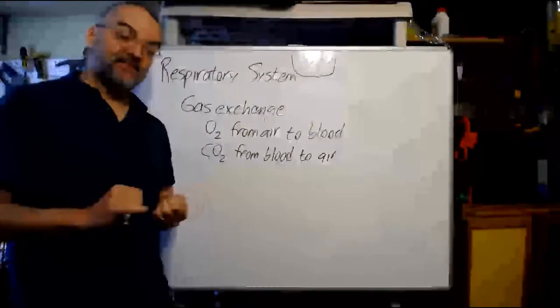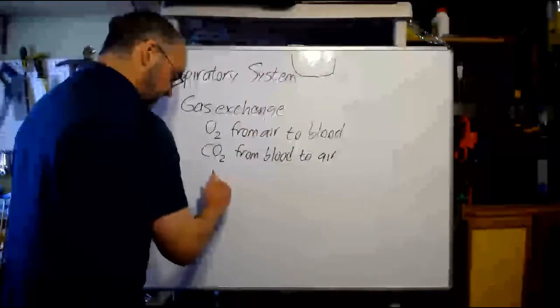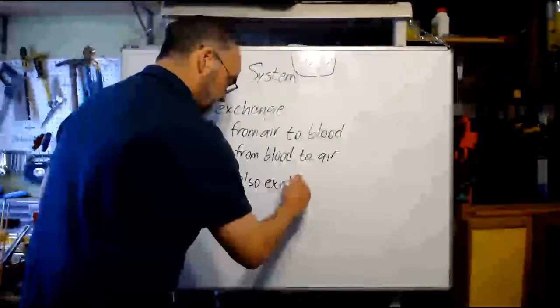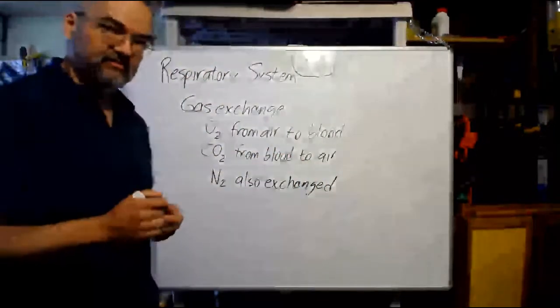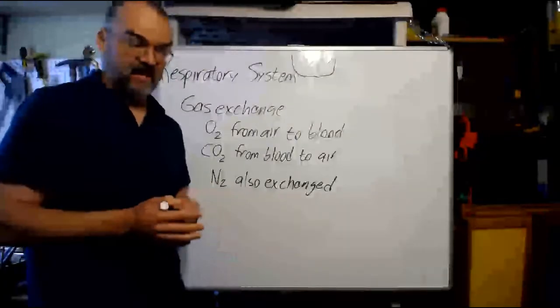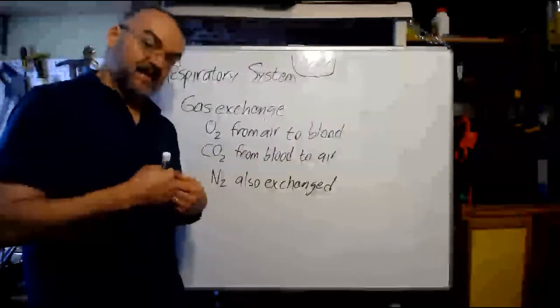Now, other gases will be exchanged. For example, a major component of air is nitrogen. Nitrogen will also be exchanged between air and blood. But nitrogen is physiologically inert for humans. It does nothing for us. It's not a toxin, it's not a nutrient, it's useless. So it dissolves in our blood and it comes out of our blood.